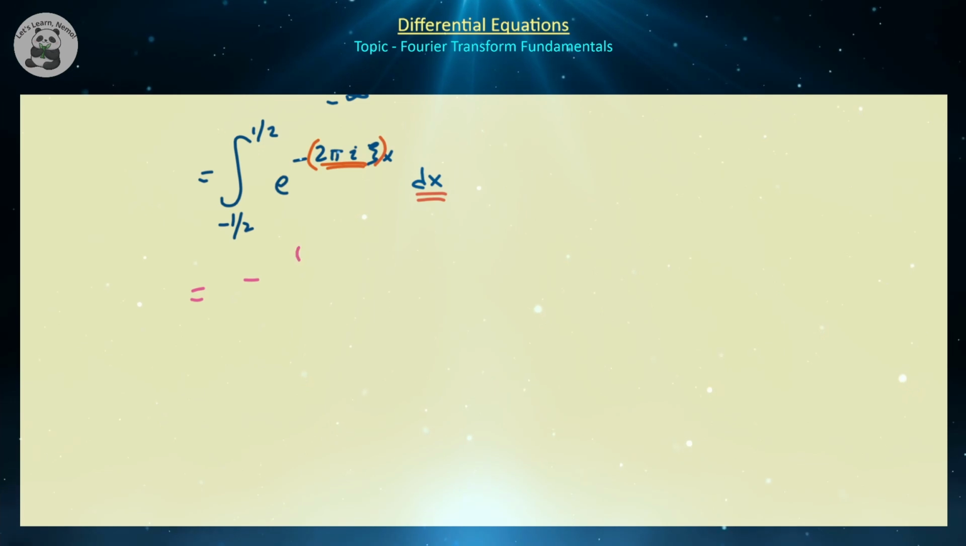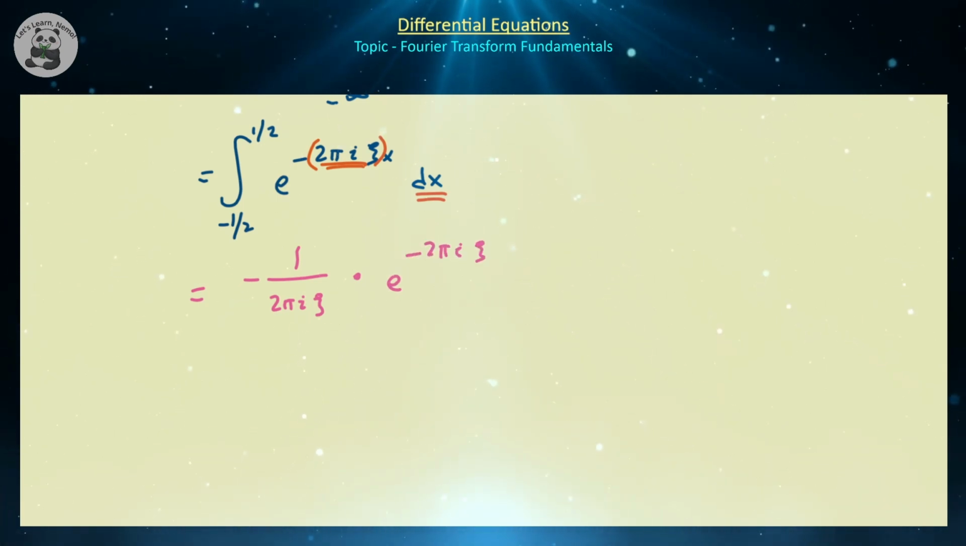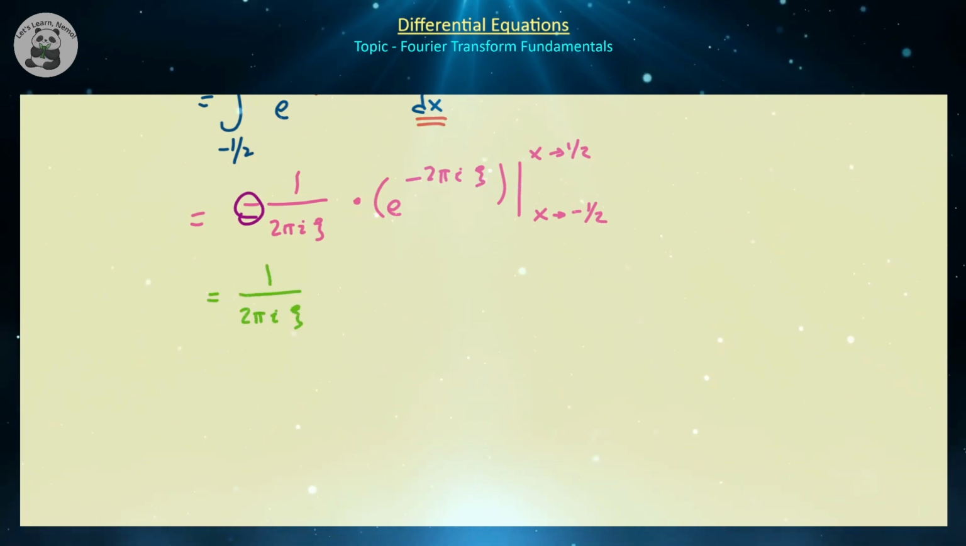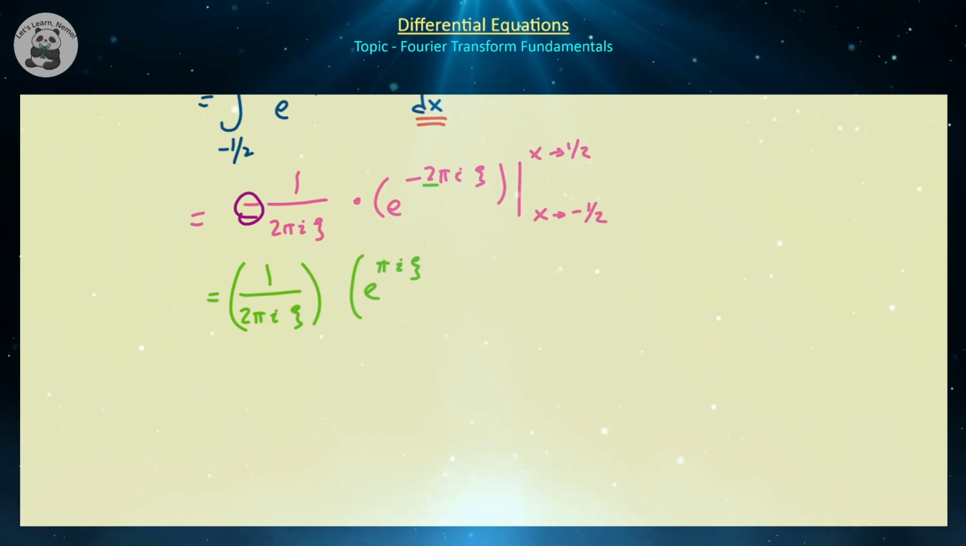So we're going to have negative 1 over 2 pi i psi times e to the minus 2 pi i psi x, evaluated as x goes to 1/2 and as x goes to minus 1/2. So what are we going to get? I'm going to plug these in backwards so I can get rid of this negative sign in front, and that's just going to give us positive 1 over 2 pi i psi times e to the pi i psi minus e to the minus pi i psi, because that 2 and those 1/2s are going to cancel. And that gives us that.